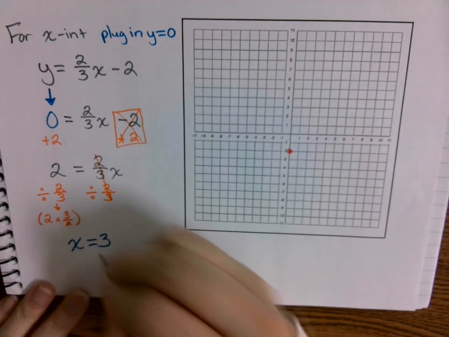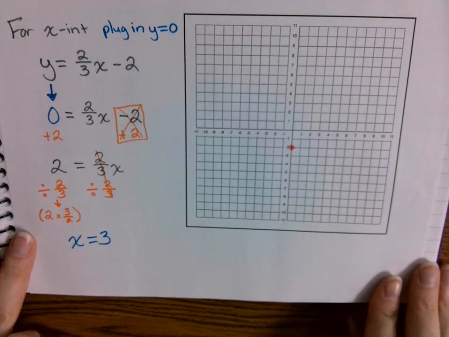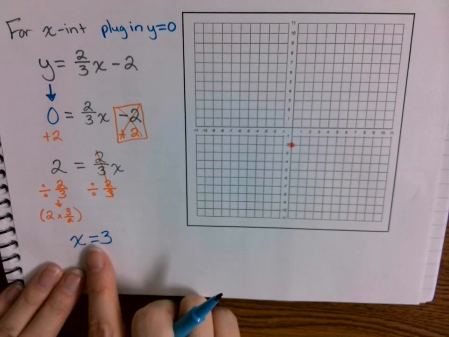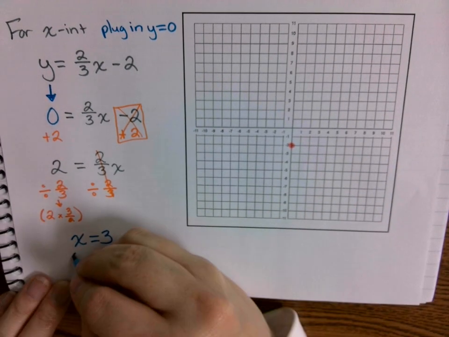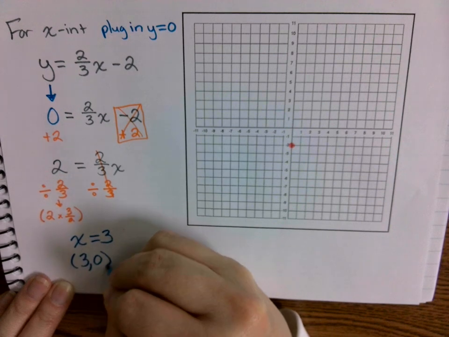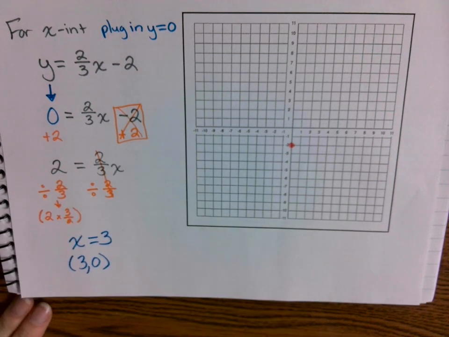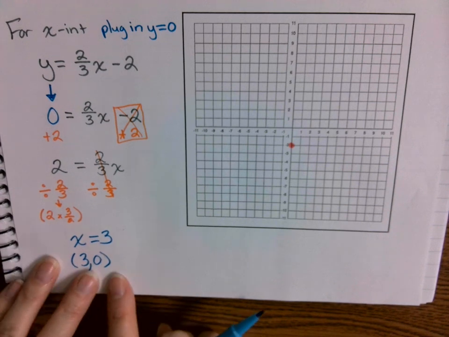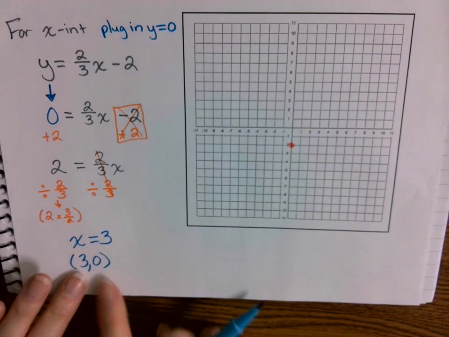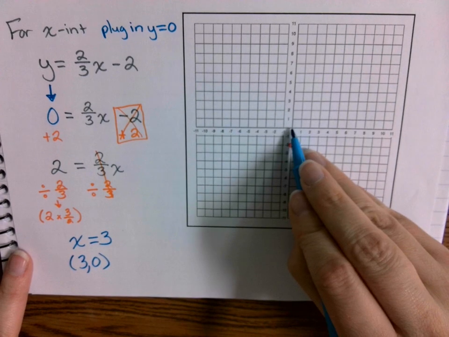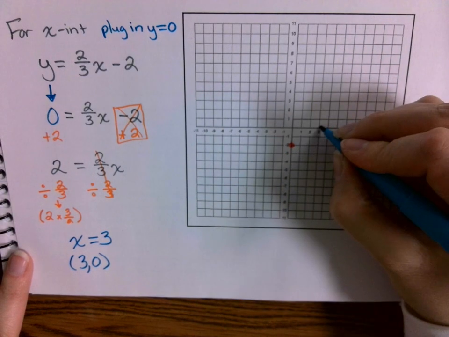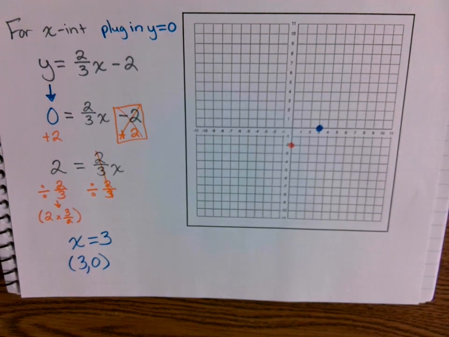So the coordinate, this is supposed to be a point, is going to be at 3, 0. Remember, the y-intercept was 0, y. Your x-intercept is your x, 0. So we're going to graph the point 3, 0, which means we start at the origin and we're going to go right 3 spots. And then at the end, all we have to do is connect them to create that straight line.